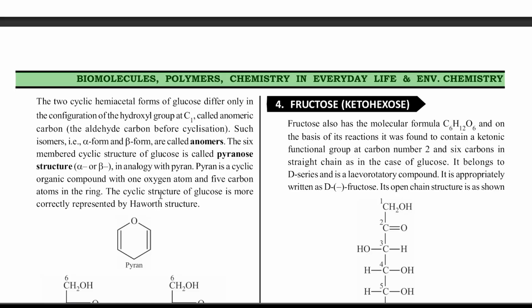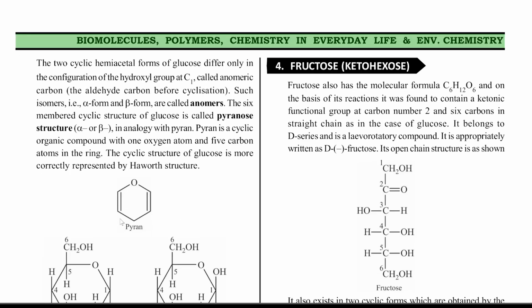Now, the two cyclic hemiacetal forms of glucose differ only in configuration of the hydroxyl group at C1, called the anomeric carbon, the aldehyde carbon before cyclization. Such isomers, alpha and beta forms, are called anomers. The 6-member cyclic structure of glucose is called pyranose structure, because it resembles the molecule pyran. Pyran is a cyclic organic molecule, as you can see here.